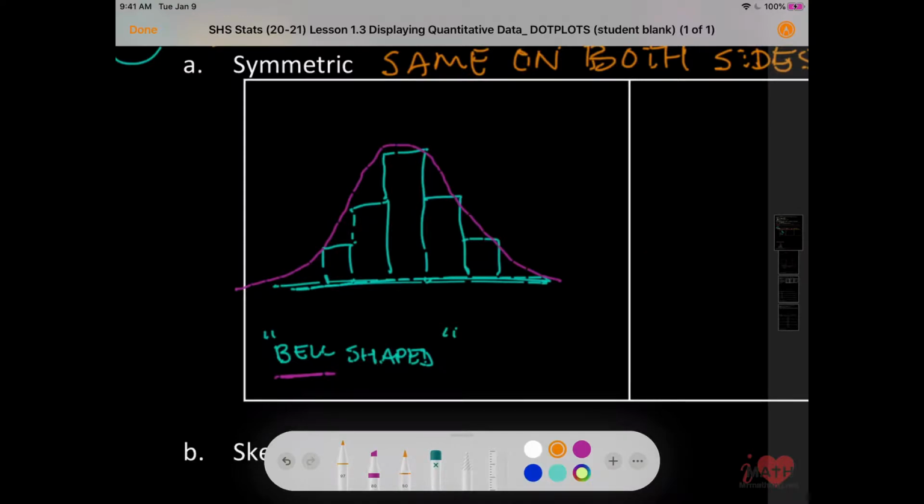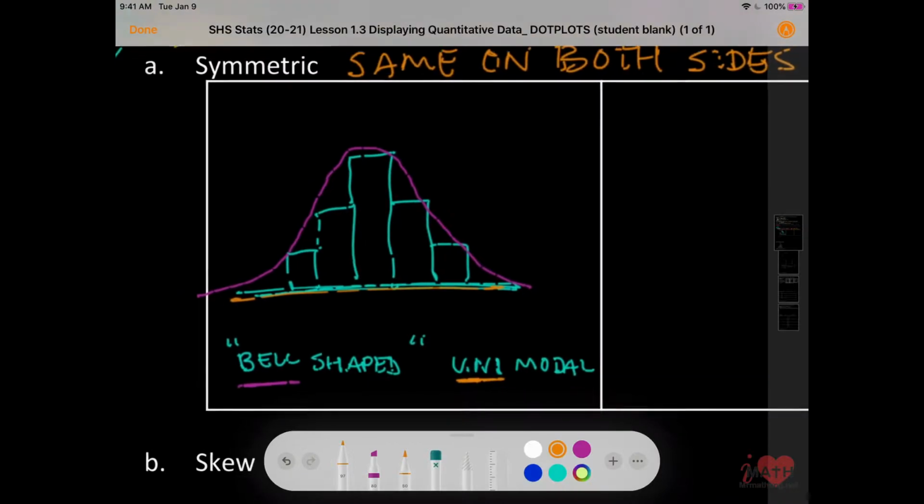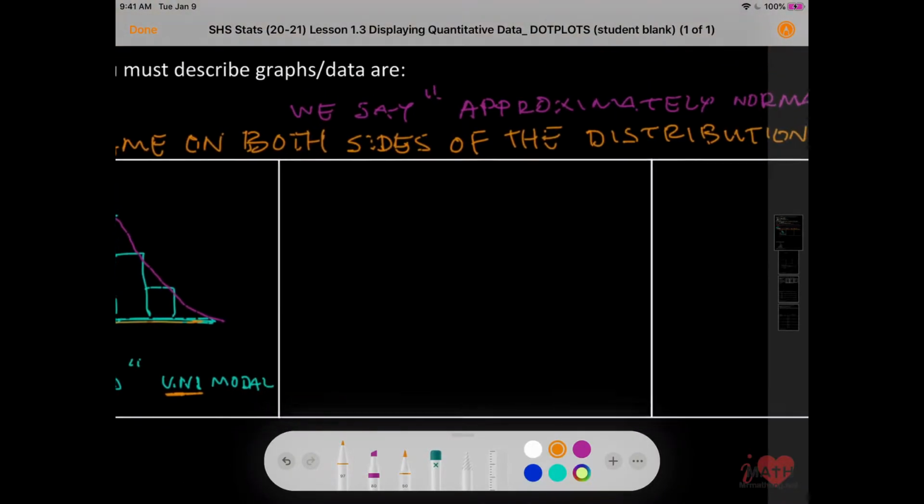And then they also call this one unimodal. Uni means one. There's only kind of one graph here; it's all lumped together. It'll make sense when I do the next one. All right, let's go to the next one.